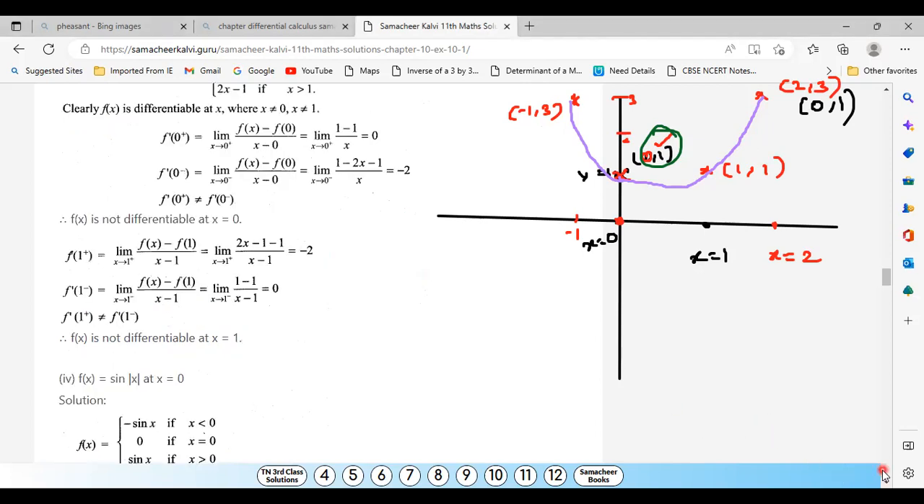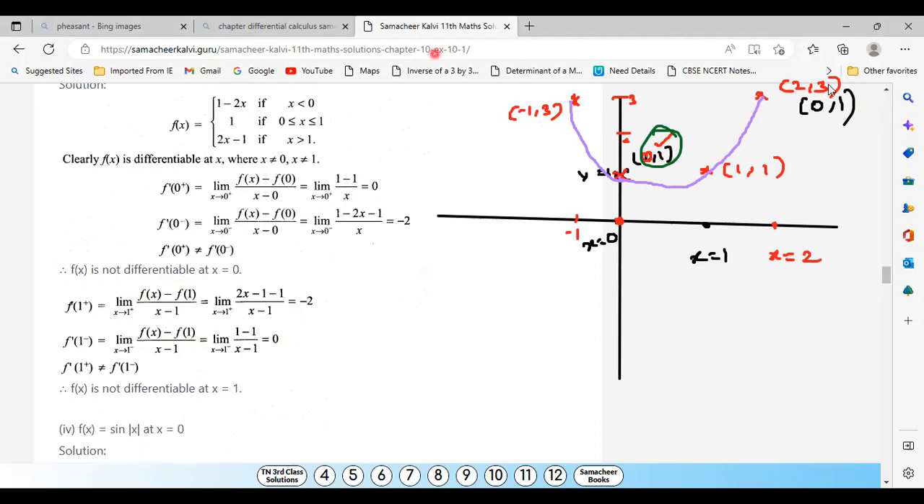So for the f of 0 part, we are done. Now we have to solve the f of 1 part. f dash of 1 plus and f dash of 1 minus. So 1 plus, 1 minus, what does it mean? 1 plus means it is greater than 1. Greater than 1 means it's 2x minus 1. Isn't it, Akshaya? So you have to replace f of x as 2x minus 1. Is it clear?